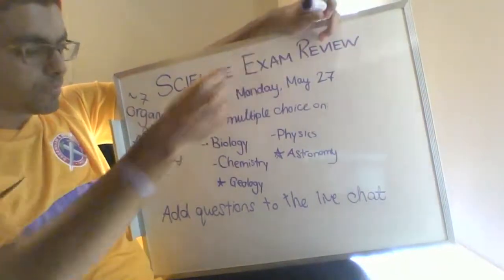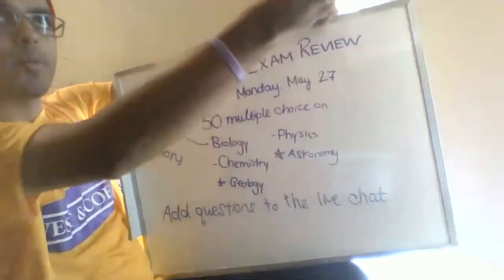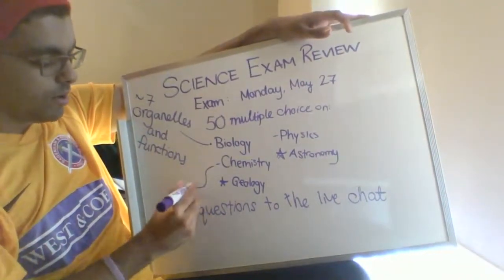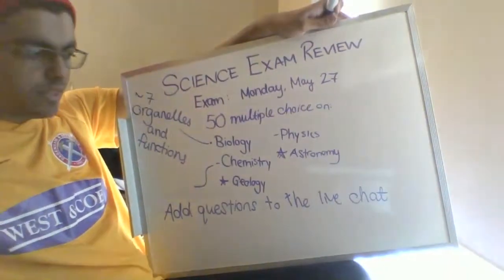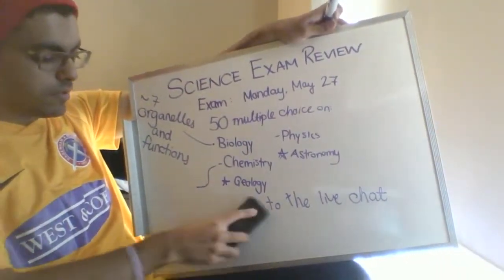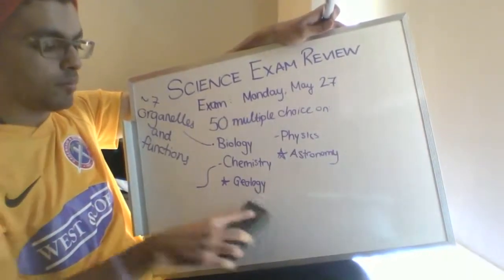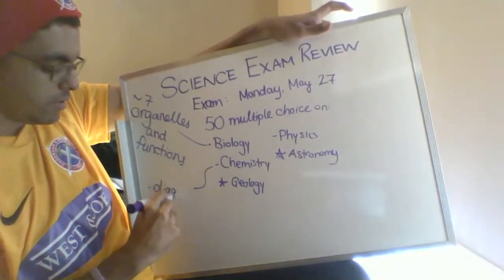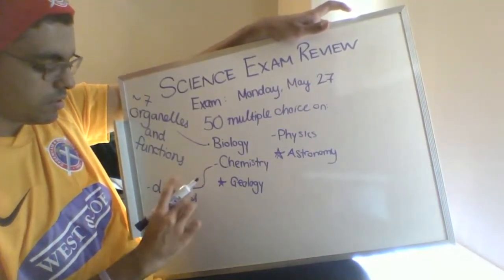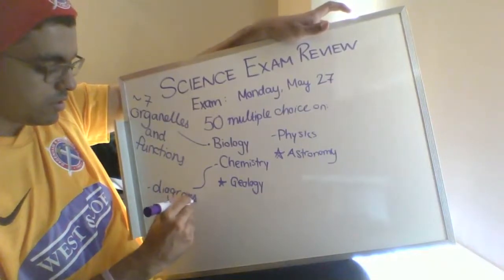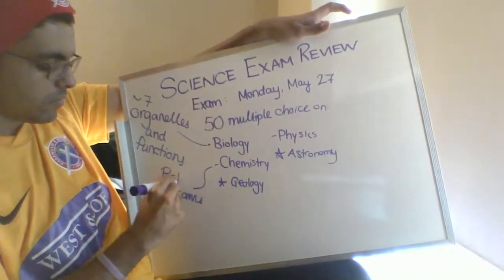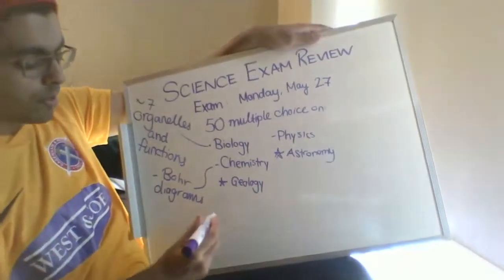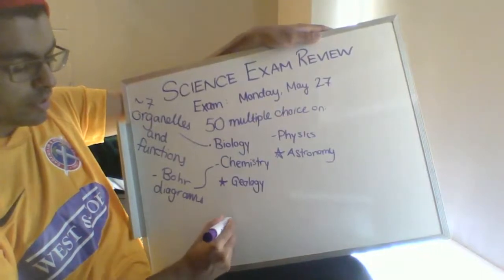Now, chemistry, we did talk about a little bit more. There are two things that I could sort of test you on. The first thing is diagrams of atoms. They're called Bohr diagrams.